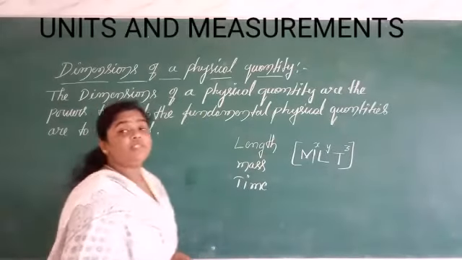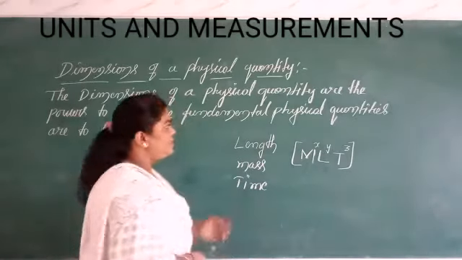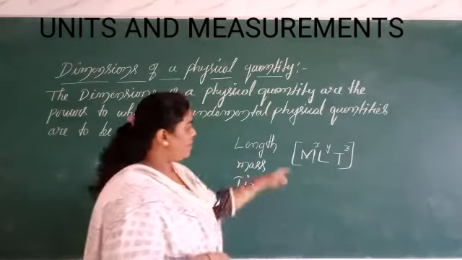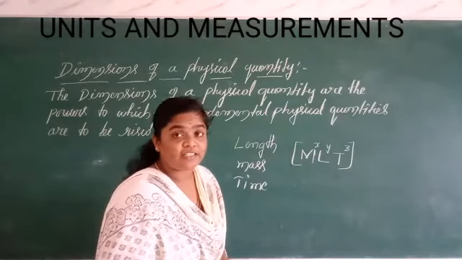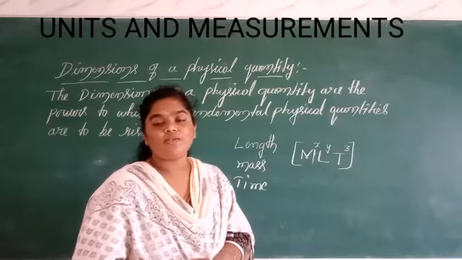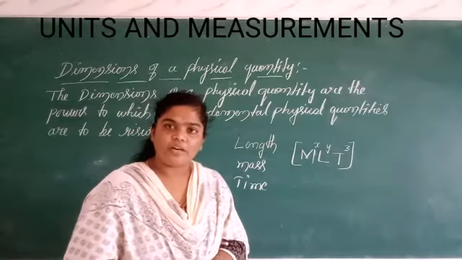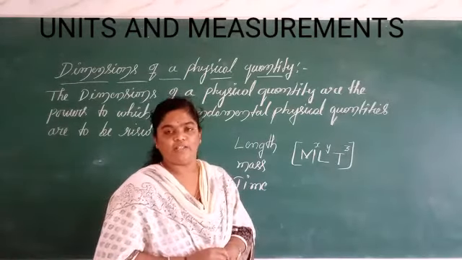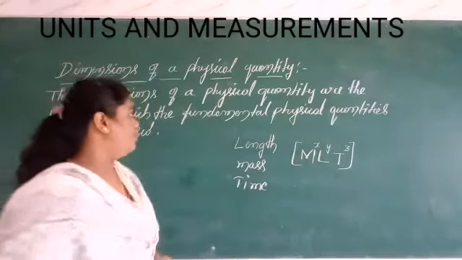That is what we call the dimensions of a physical quantity. The dimensions of a physical quantity are the powers to which the fundamental physical quantities are raised. And another thing is, what are the dimensions of the fundamental physical quantities? We know that in the SI system there are 7 fundamental physical quantities. Now let's see the dimensions of those 7 fundamental physical quantities one by one.